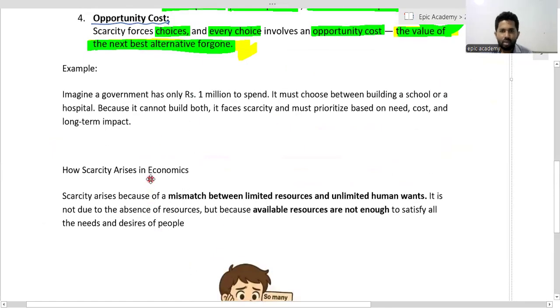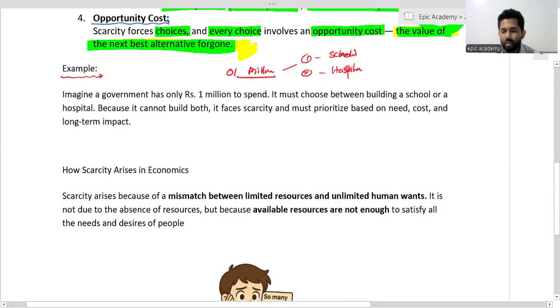Okay, just go to an example. Imagine a government body of any country has only 1 million rupees to spend. It's only 1 million to spend. It must choose between building a school, the first option, and the second option, a hospital.